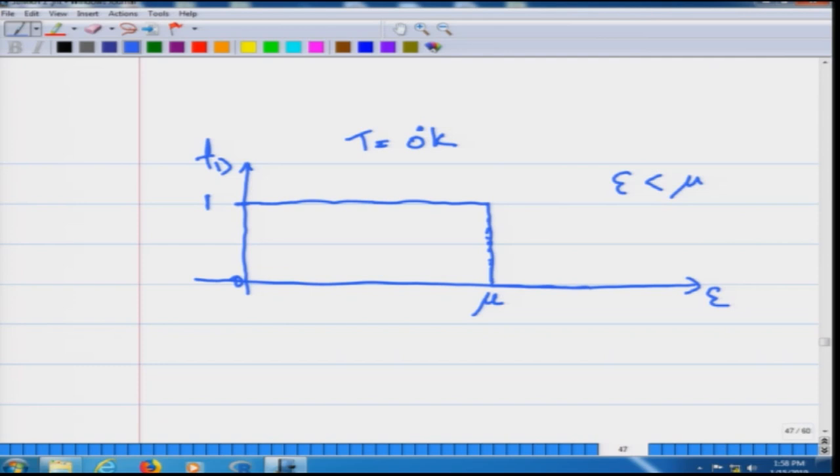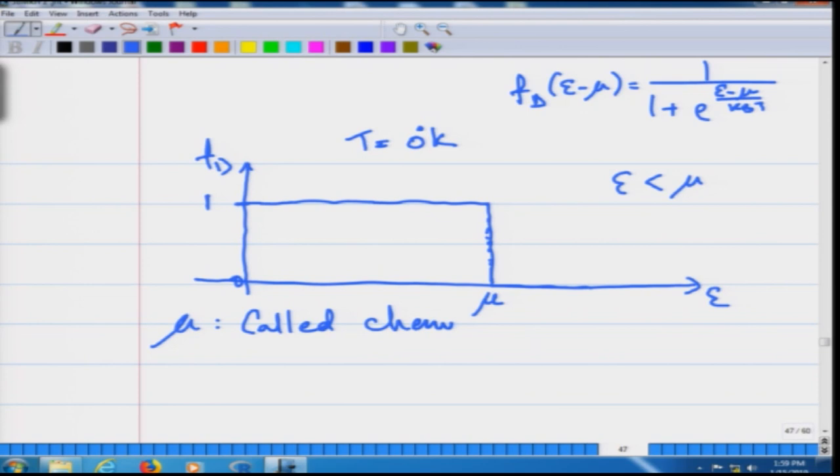So, you have different energy states inside the material, and the occupation of those states for energies less than mu is 1, and for energies greater than mu, it is 0. That is given by this expression, where k_B is the Boltzmann constant, T is the temperature, and mu is called the chemical potential of the system. So, rather than a Gaussian-type distribution, the energy distribution of the electrons follows the Fermi-Dirac statistics, as I show you here.